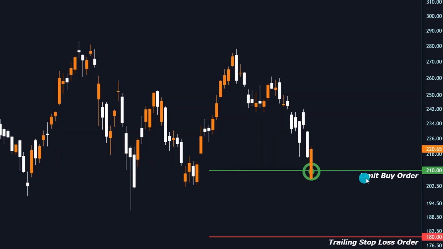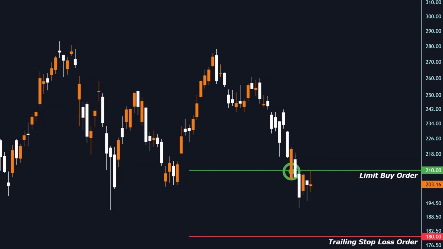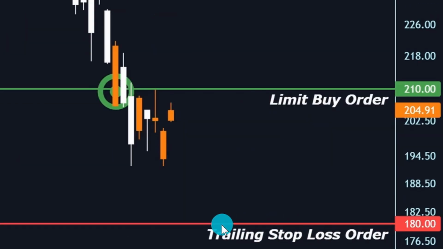And there we go. We are now currently filled for that $210. You can see the order was filled at $210. And now we can watch the stock trailing down. I'm going to pause really quick. You can see the stock is trailing down, but the trailing stop loss isn't moving.